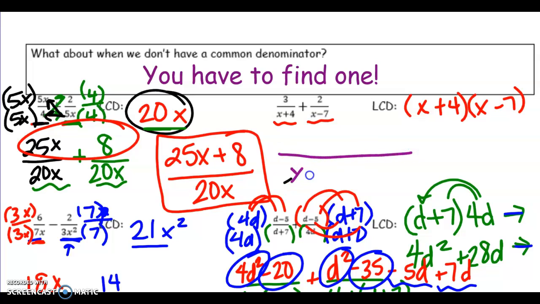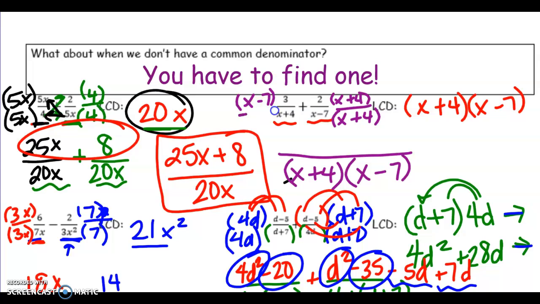So I've got x plus 4 times x minus 7. On the right hand side, you need to take them both times x plus 4. And on the left, I need to take it times x minus 7. Okay, let's distribute my 3. I get 3x minus 21 plus 2x plus 8.